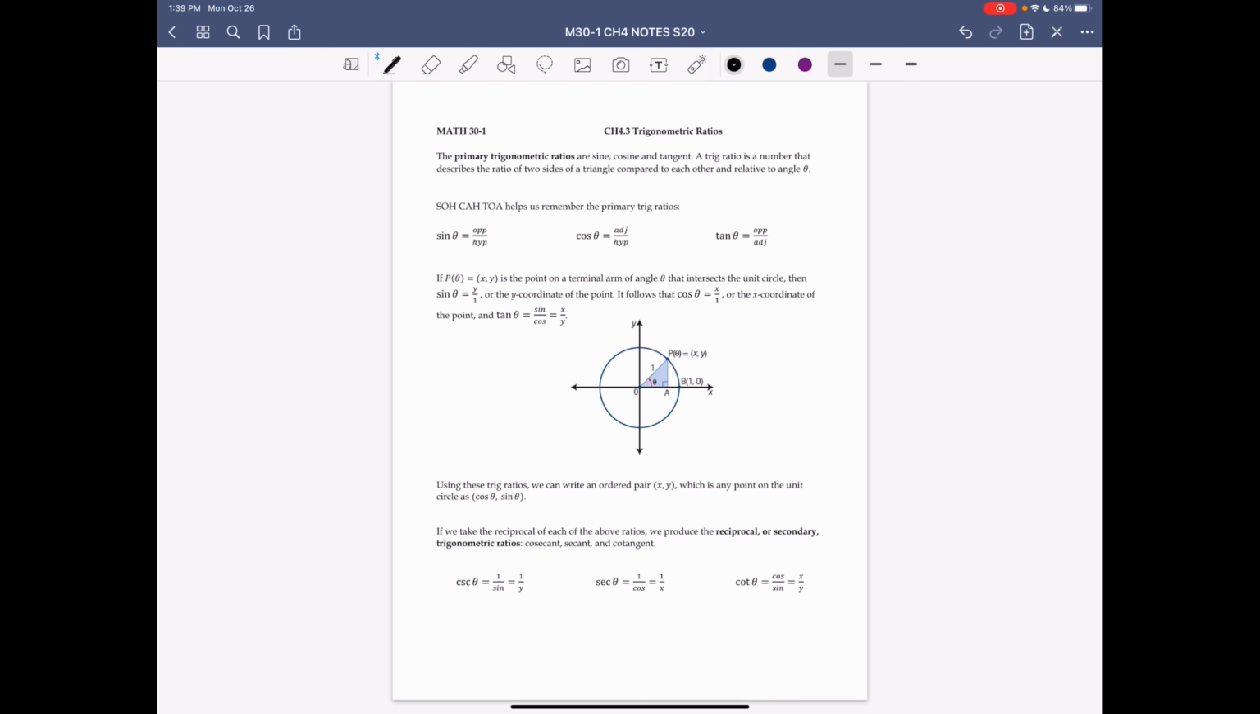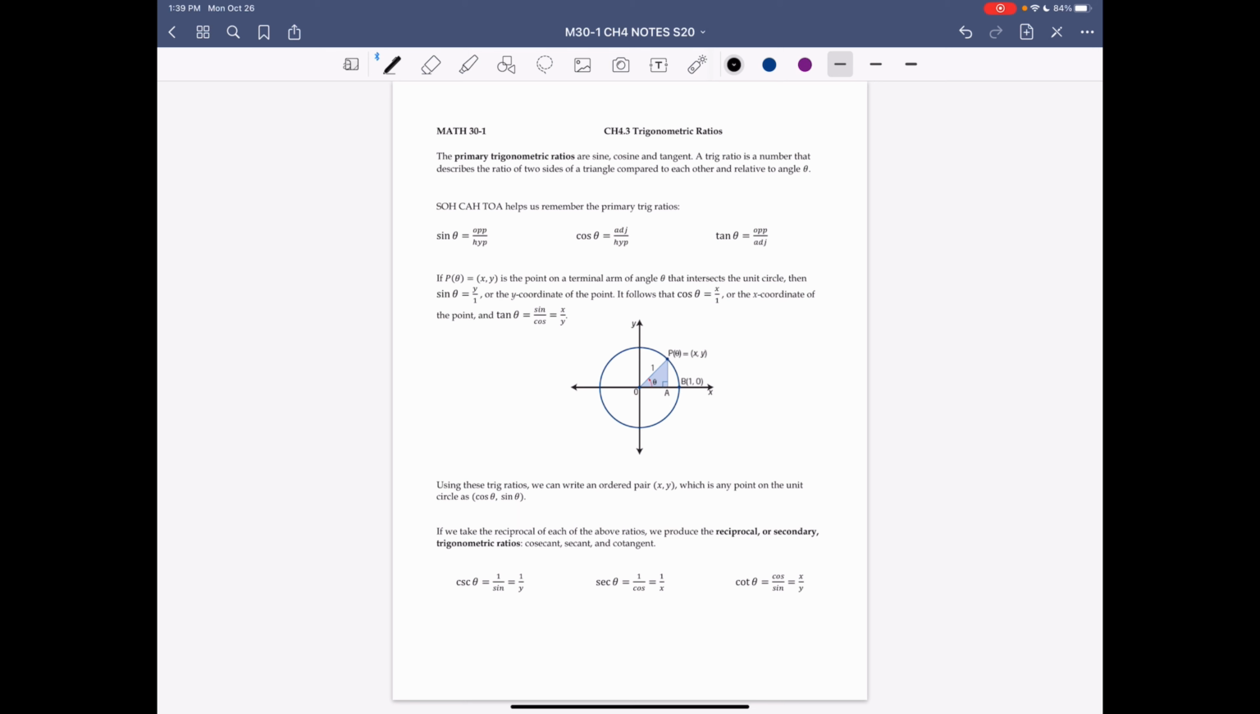Chapter 4.3, Trigonometric Ratios. The primary trigonometric ratios are sine, cosine, and tangent. A trig ratio is a number that describes the ratio of two sides of a triangle compared to each other and relative to angle theta. SOHCAHTOA helps us remember the primary trig ratios, which are sine theta equals opposite over hypotenuse, cos theta equals adjacent over hypotenuse, and tan theta equals opposite over adjacent.